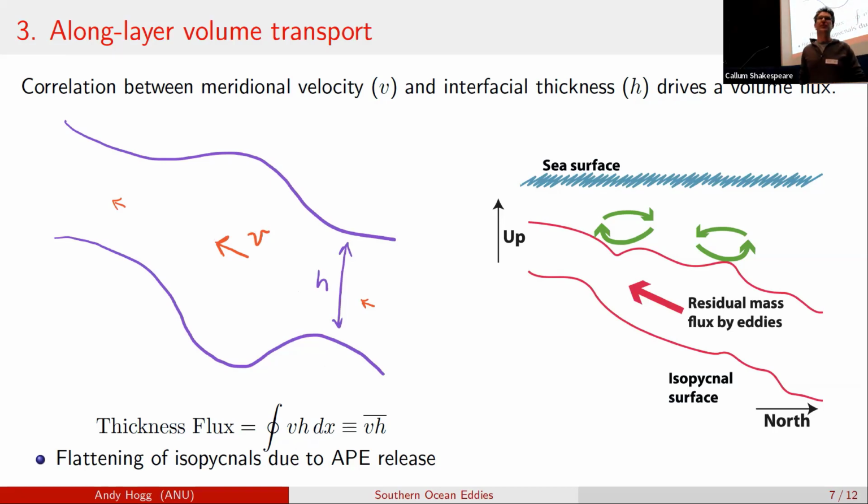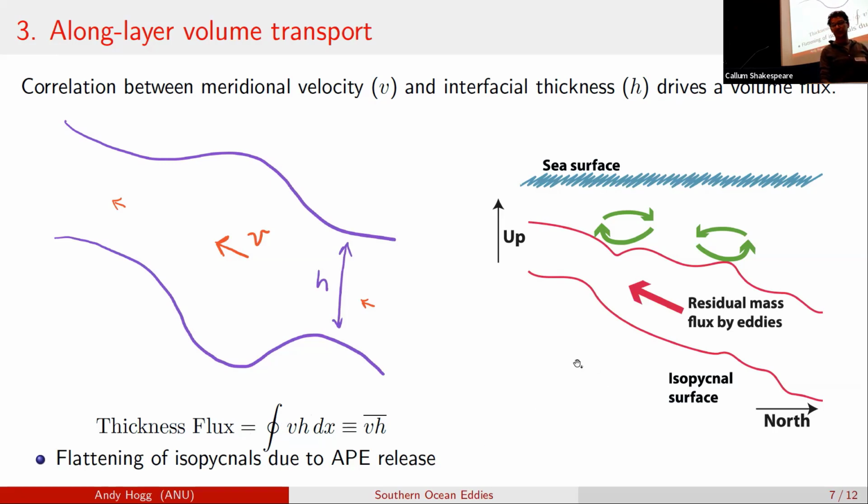Maybe one way you can think about this in quite an intuitive way is, let's imagine the Southern Ocean was a two-layer system and we just had a single sloping isopycnal. If this isopycnal has a thermal wind shear, which produces a baroclinic instability, then that baroclinic instability will tend to flatten that isopycnal, and that will move mass in this upper layer towards the south. So you can think of this thickness flux as being partly due to the APE release.